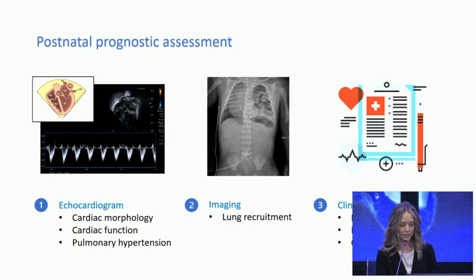But then, after birth, things change and many other factors come in. So we have to consider specifically the clinical behavior of each patient. Therefore, serial echocardiograms are generally performed to assess cardiac morphology, cardiac function, and pulmonary hypertension. But imaging is also fundamental because we estimate lung recruitment. And we also have to consider all the clinical variables related to patients' characteristics, lung function, and oxygen delivery.